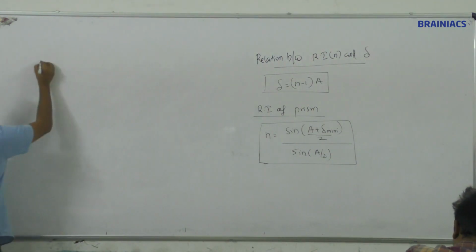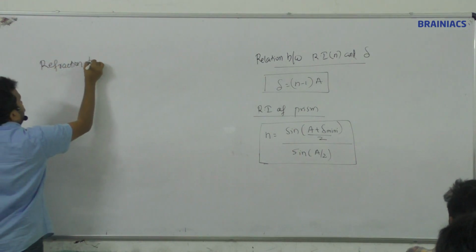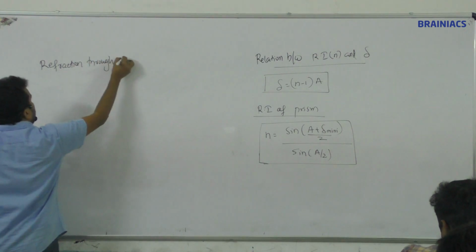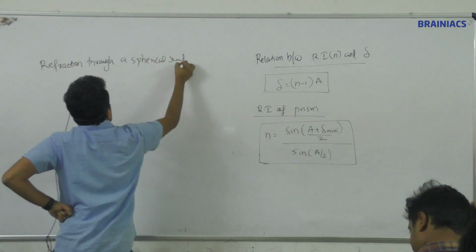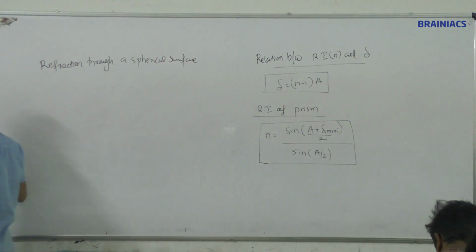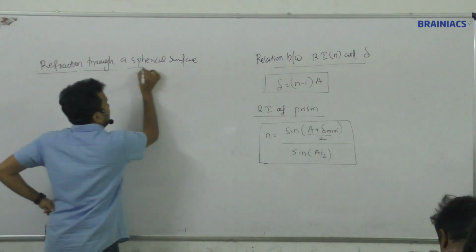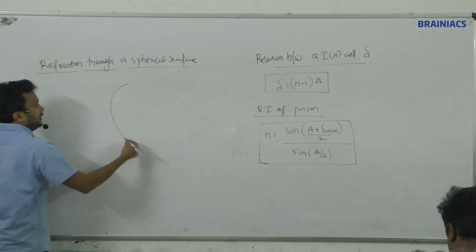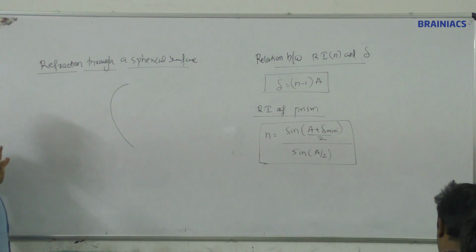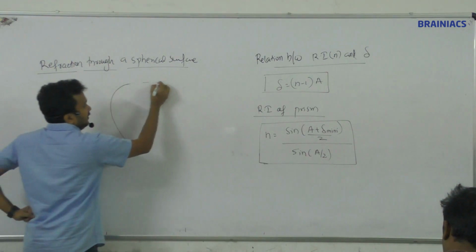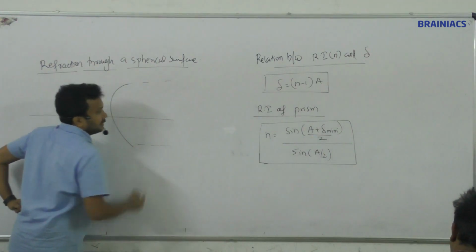Refraction through a spherical surface. What does this indicate? If it is a glass, okay, this is not a convex mirror, just a glass. Completely this side is a glass medium, and this is the principal axis.